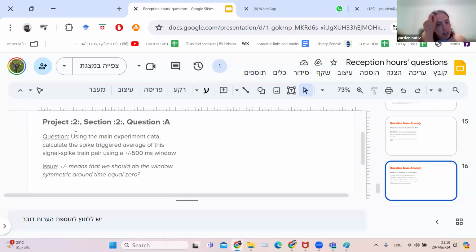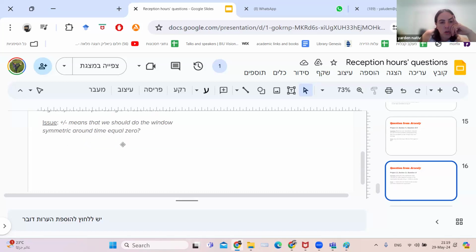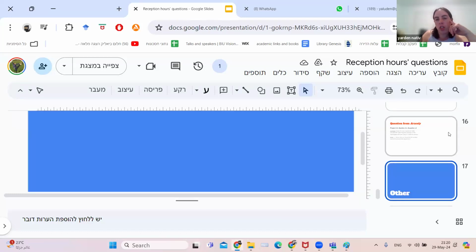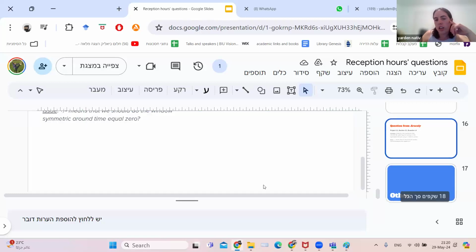Okay, using the main experiment data, calculate the STA of the signal train pair using plus minus 500 millisecond window. Yeah, so plus minus, that means that you need to have 500 milliseconds before and 500 milliseconds after. Yes, and this is symmetric around the time of 0. Yes. Okay.